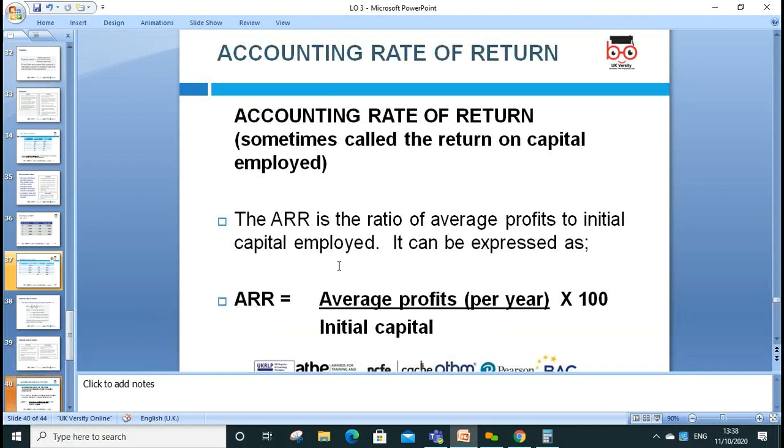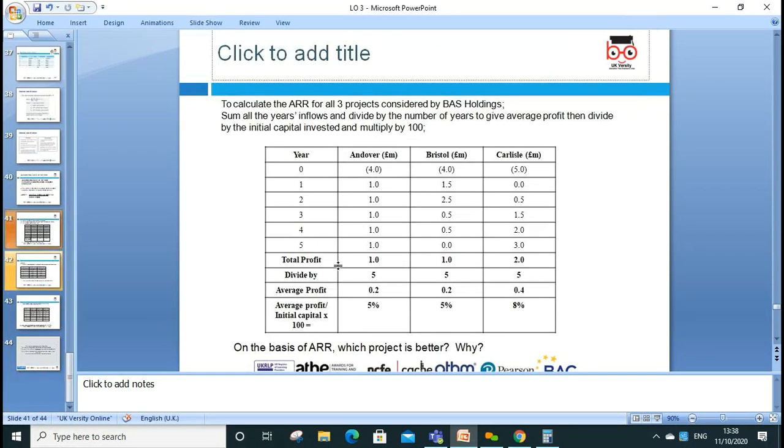It is good to look at the internal rate of return, where we can calculate using this formula. Then there is the average rate of return, which is average profit divided by initial capital. We have 3 projects, Andover, Bristol, and Carlisle. We invest 4 million at the start, and we get 5 million in total. 4 million we invested, so there is a profit of 1 million. We are getting that over 5 years, so the average profit is 0.2. 0.2 divided by 4 million times 100, so we are getting 5%. By using the formula we are getting 5% there and 8%.